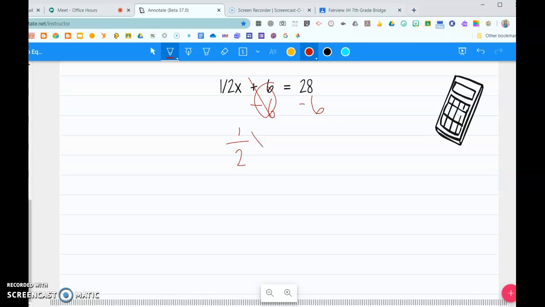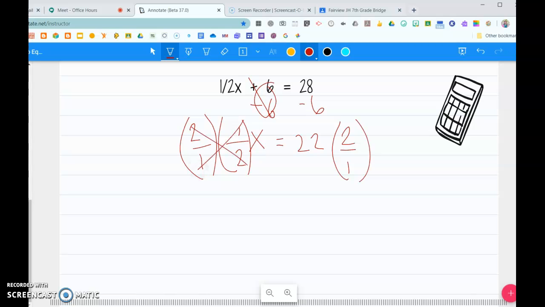Then we're left with 1/2 x equals 28 minus 6, which is 22. And then we're going to try to separate the x and the 1/2. Technically, it's being multiplied, but you can't divide by a fraction. So we multiply by the reciprocal, which means the flipped fraction. And what we do to one side, we do to the other. Okay? So these create 0, or 1 actually, and they cancel out. So we have 1x. 22 times 2 is 44, divided by 1 is 44. And then that would be our answer.